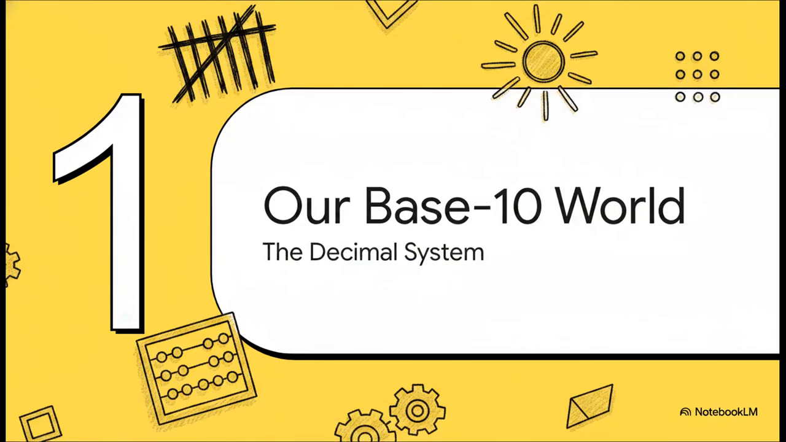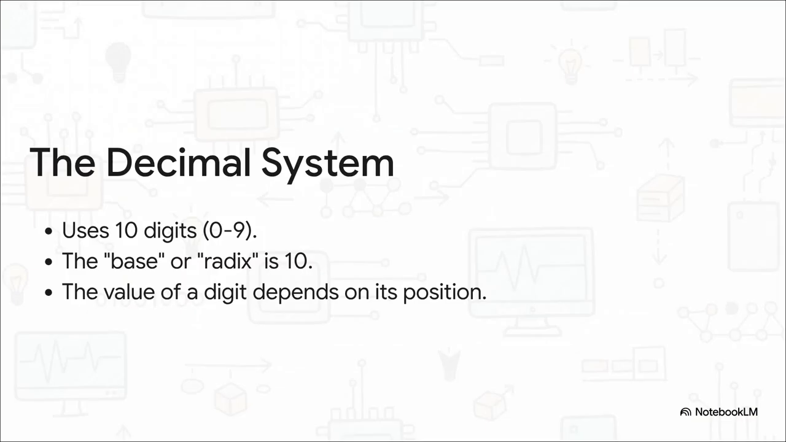All right, so let's start on some familiar ground, shall we? We all live and count in what's called a base 10 world. It feels totally natural, right? But believe it or not, there's a very specific structure to it that we can actually break down. So the system we all learned way back in school is called the decimal system, or base 10. It's really built on 3 simple rules.